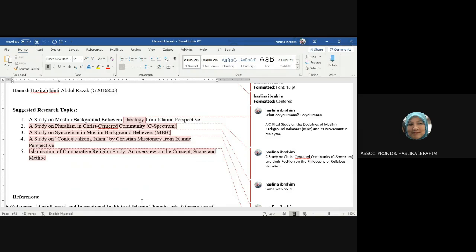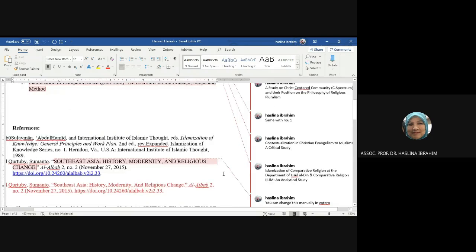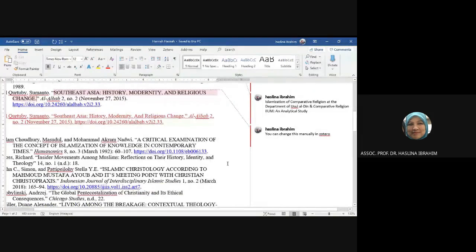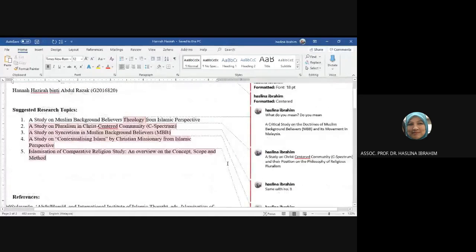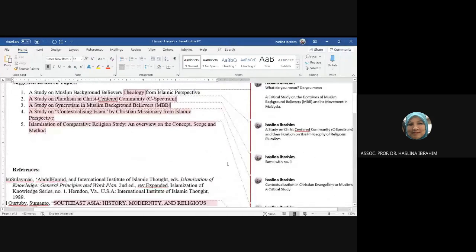Okay, and a study on contextualizing Islam. I mean, all these are very interesting. Except that I found that title number 5 is totally different from number 4, so you have to decide which one you want to do. And the same goes to the Zotero. So that's about it. I mean, the titles are fine with me. I think they're okay, except for the modification. And after this, you need to decide what to write.